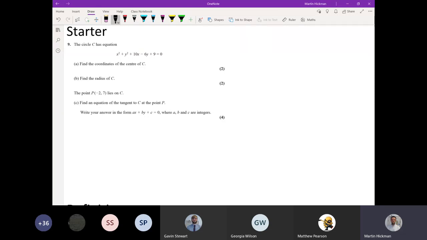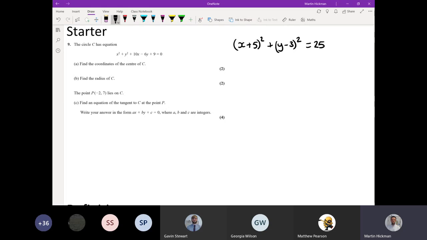So we've gone back to some pure for the starter question, and we've got a question here on circles. Now, the first thing you need to do for part A and B, and as I mentioned, I'm not going to spend a huge amount of time on this one because almost everyone got this correct, with the exception of 1 or 2 people that maybe just got the incorrect sign.